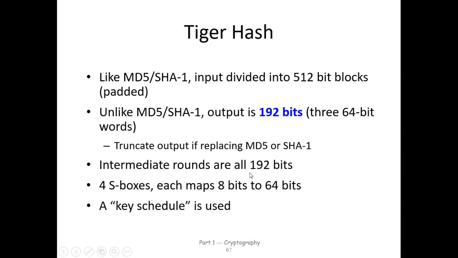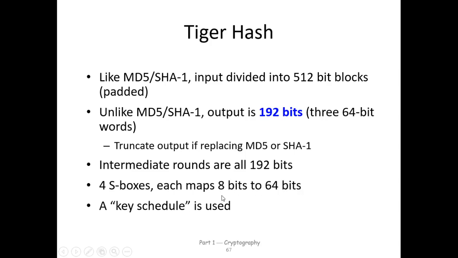Intermediate rounds are all 192 bits. So whatever the rounds it goes through, all are 192 bits. Then in this, you might have studied something about S-boxes, substitution boxes. It will substitute one bit with the sum of the bits, so that is what creates confusion. So here it uses 4 S-boxes, each mapping 8 bits to 64 bits.